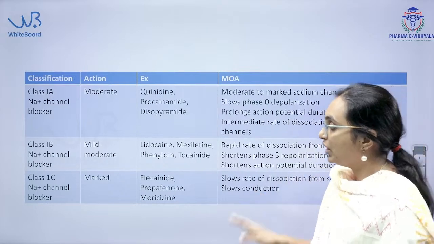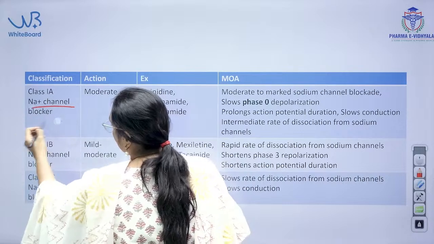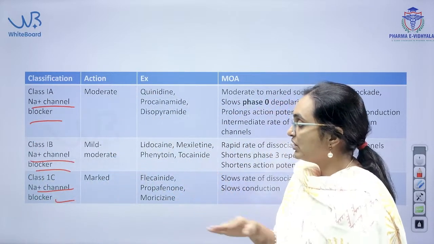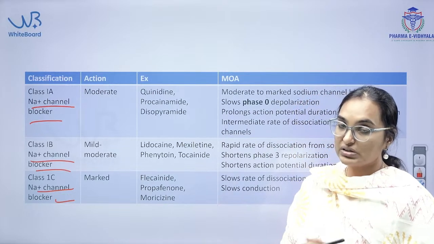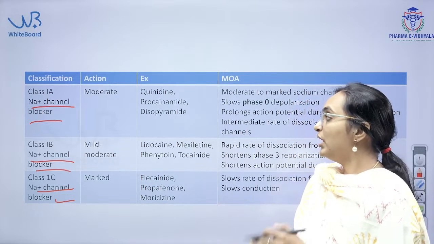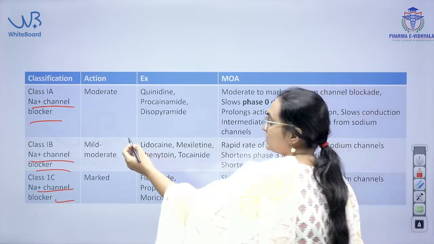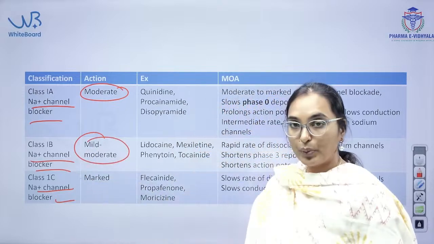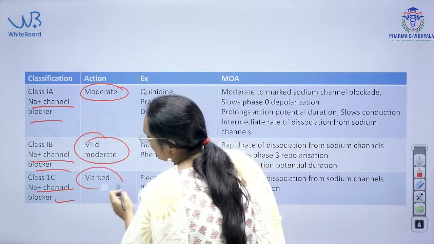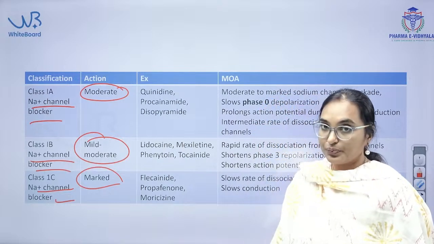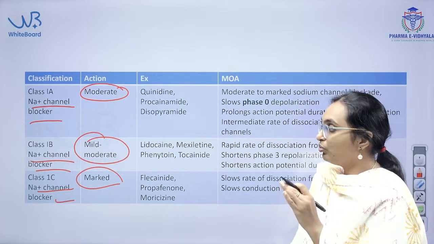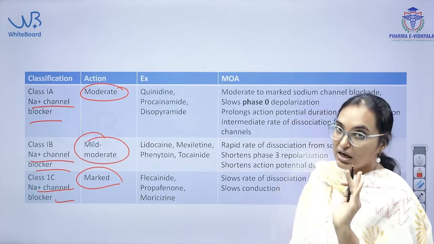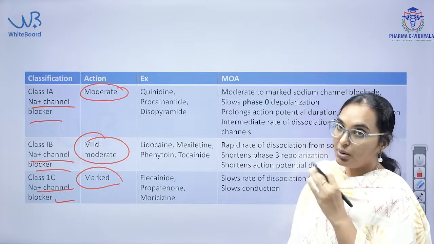Okay. Class 1A drugs are sodium channel blockers. 1A, 1B, 1C. Then what is the difference here between these? All these are sodium channel blockers only. Their action is different. 1A drugs are moderate action. Mild to moderate action is seen in class 1B. And marked action is seen in class 1C. Okay. Mild to moderate is 1B, moderate is 1A, marked action is seen in class 1C. These are sodium channel blockers.